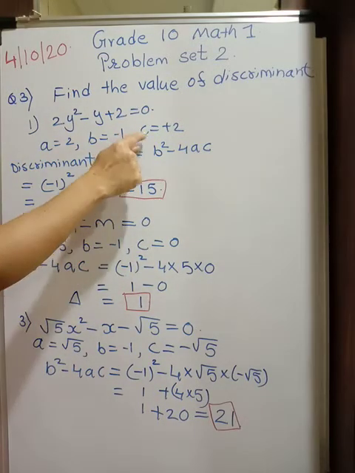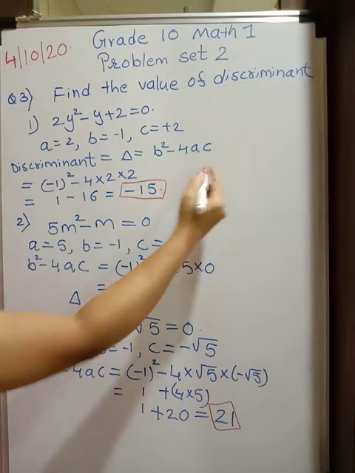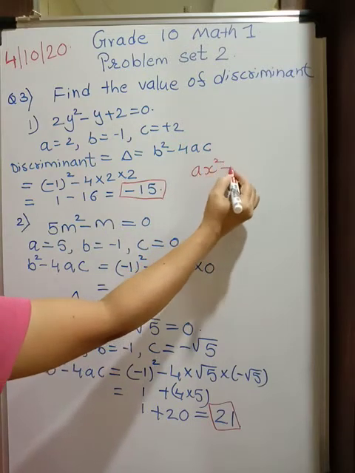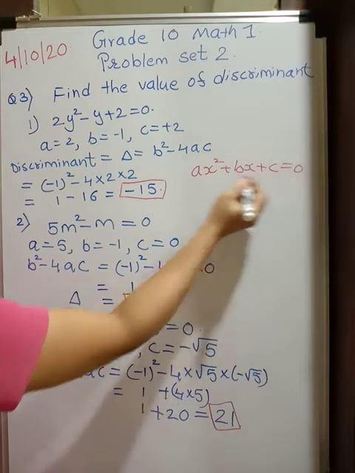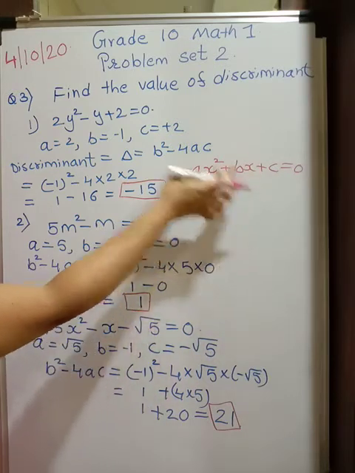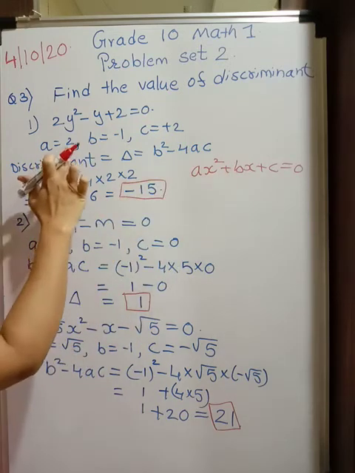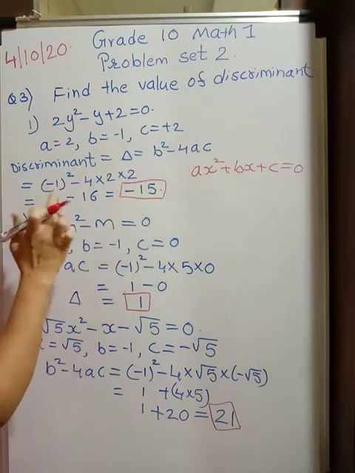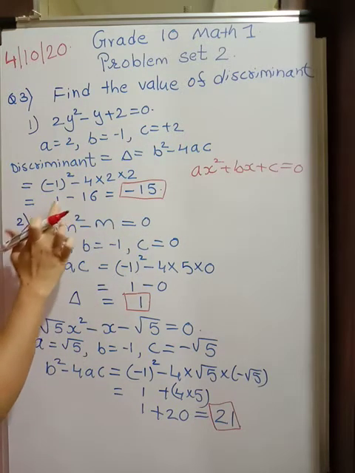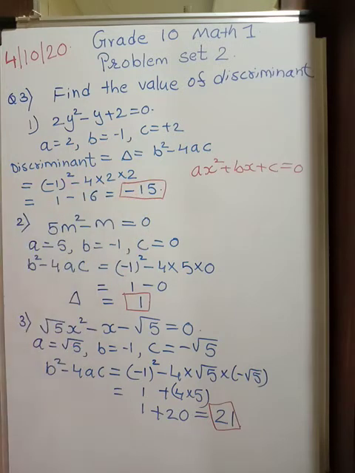Now a, b, c, you have to compare this equation with the standard form. What is the standard form of a quadratic equation? Ax square plus bx plus c is equal to 0. This is the standard form. So every time you compare the given equation, find the values of a, b, c. So you have a is equal to 2, b is minus 1 and c is plus 2. Substitute in this, you get minus 1 square is plus 1, minus 4 into 2 into 2, it is 16. So the answer is minus 15.